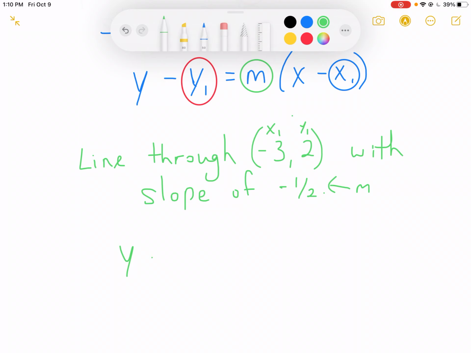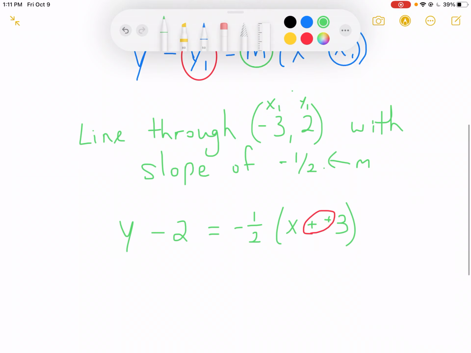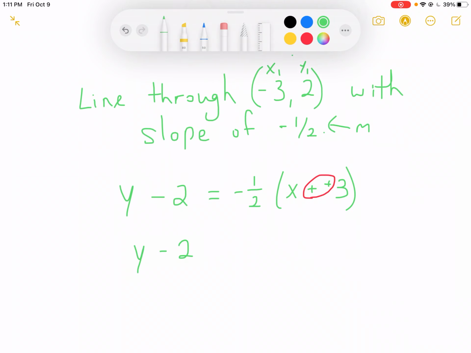So we're going to say y minus 2 equals the slope, so -1/2, then parentheses x minus that -3 from the parentheses. So -3. And the only thing you can change here, just to kind of simplify things a little bit, is to say that right here I have negative or minus a negative. So I could change that to plus, right? So my answer I might just type in is y minus 2 equals -1/2 (x plus 3). Okay?